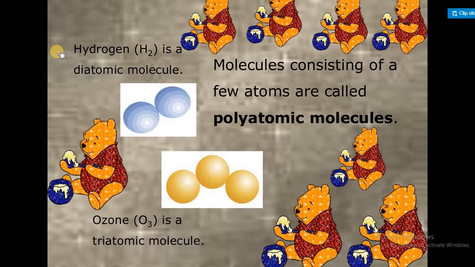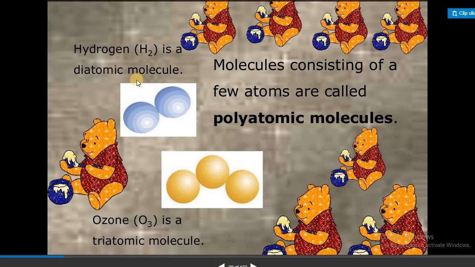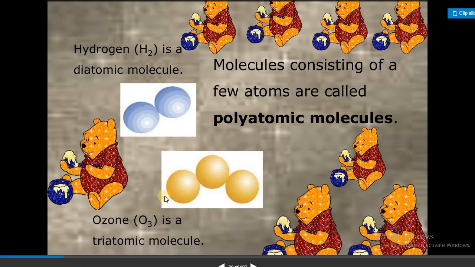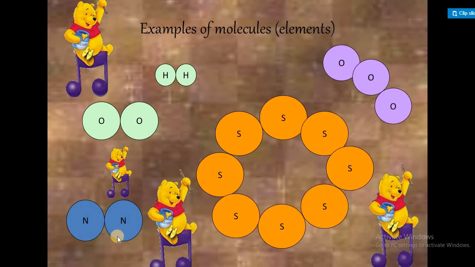If it is made up of two atoms, like here in hydrogen, so it is a molecule of hydrogen, and that is a diatomic molecule. If it is made up of many atoms, then that is a molecule called polyatomic. Poly means many, atomic means atoms. So that molecule is called a polyatomic molecule. And this is a triatomic molecule where the three atoms of oxygen are bonded together. So this is the classification of molecules.